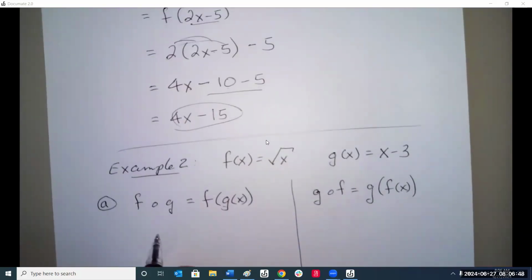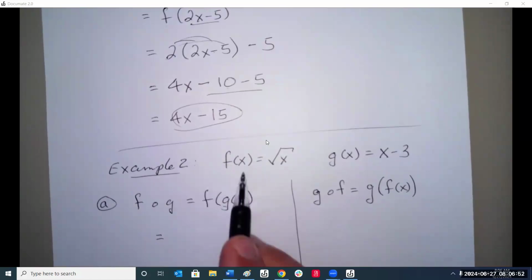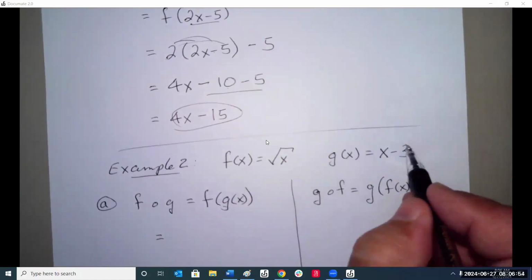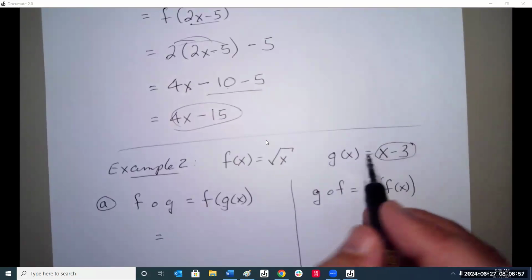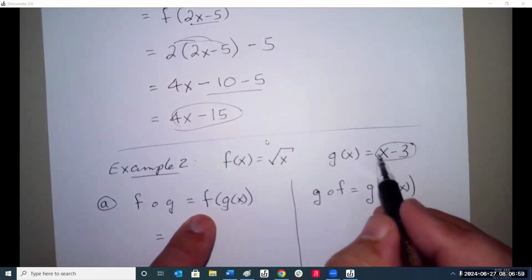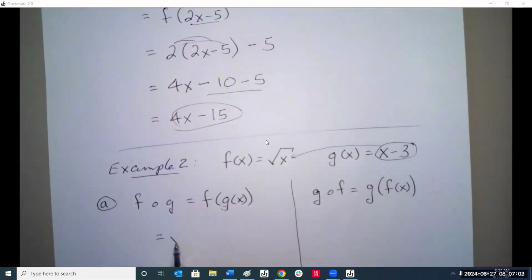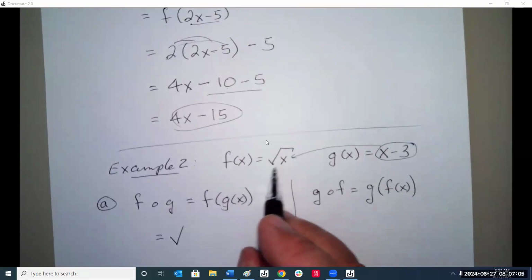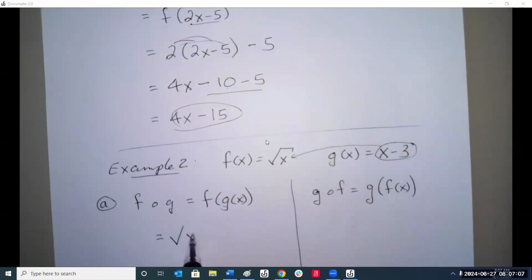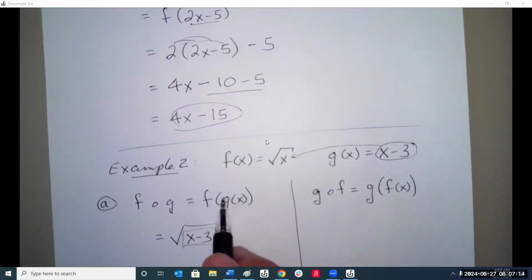What this one says is in my f function, anywhere I see an x, I put the g of x. So I take this equation, that's my g, and inside the f, anywhere I see an x, I put that in its place. So right in place of x, I put x minus 3. So that is what goes in place of the x.